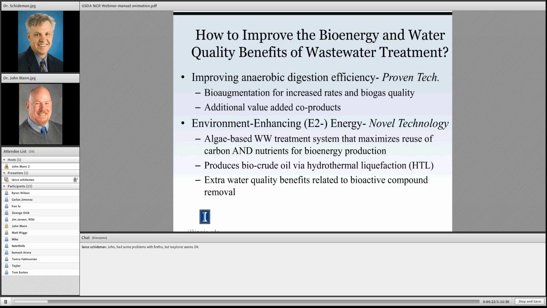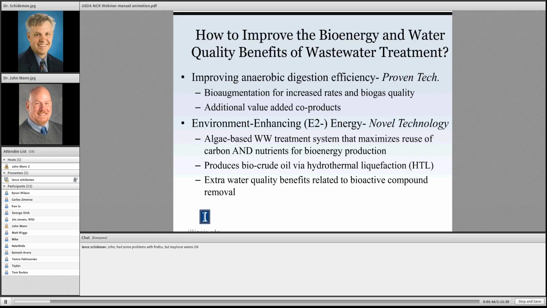And then finally, the second part will deal with what we call environment enhancing energy. And this is more of a developing or novel technology. It's a combination of algae-based wastewater treatment that maximizes reuse of carbon and nutrients in order to amplify the waste and have it make more bioenergy than was actually in the waste to begin with.